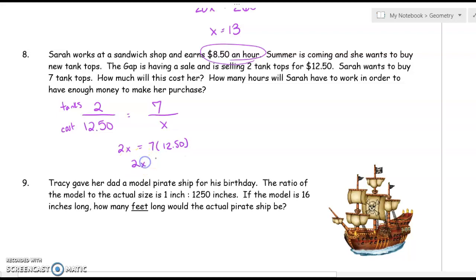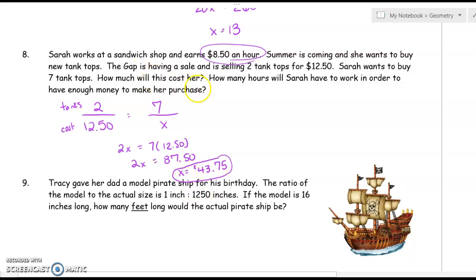You're going to get 2x equals $87.50. And then divide by 2, you're going to get x equals $43.75. I know there's other ways to solve this particular problem, but we're using ratios because that's kind of our main focus for this unit. So we've got $43.75 is how much she spent on the tank tops.